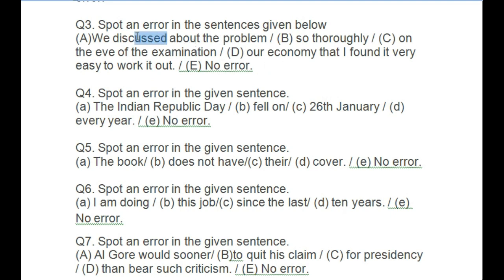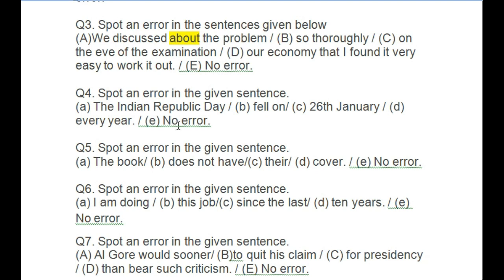So discussed means to talk about. So when we have to talk about and then again about, that means this is the redundancy of about here. So how can we write this sentence correctly? We discussed the problem. So we should not use about. I've seen people using about with discussed or discussion, like we have discussion about this topic, right? So this about is redundant with discussion.